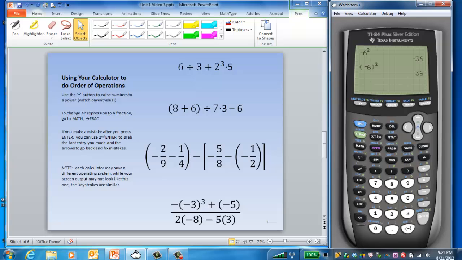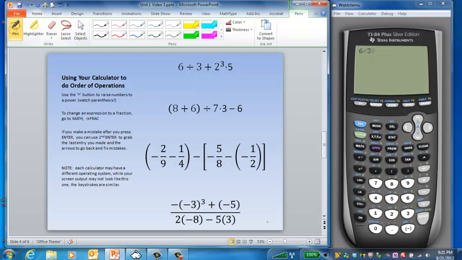I have a tendency here to clear this screen out, so the clear button is below the arrows, and that gets rid of the work that you've just done. So the first one, we're just going to type it in as is, 6 divided by 3. And one thing I want to point out with these here is the calculator sees a division symbol and it writes it with the slash, almost as if it's making a fraction. Okay, 6 divided by 3.